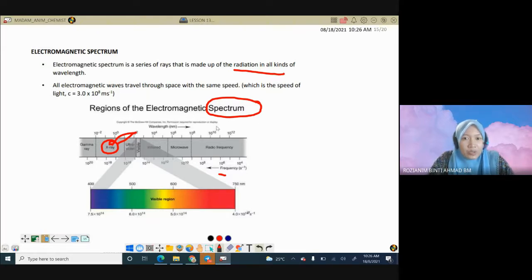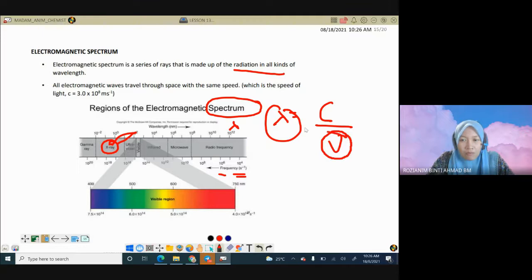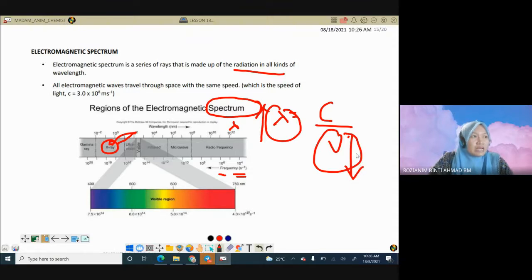Okay, so kita akan measure nilai wavelength dan kita akan measure nilai frekuensi dengan menggunakan formula, wavelength equal to c/v. So frekuensi dan wavelength, they are inversely proportional. So mean kalau nilai wavelength tinggi bermaksud frekuensi spektrum tersebut mesti nilai dia rendah. Okay, so ini adalah jenis-jenis spektrum.